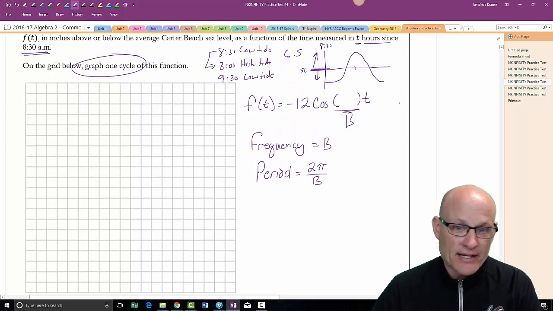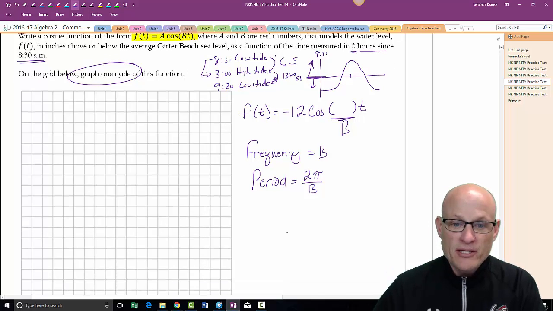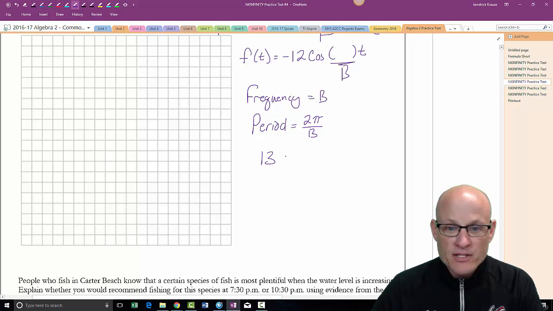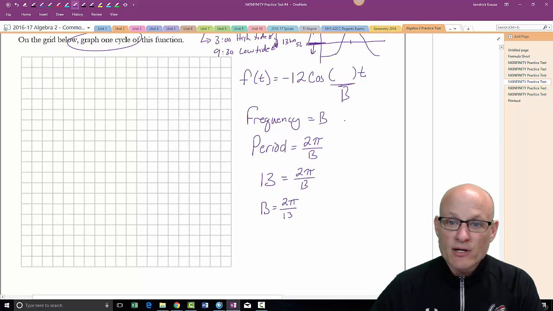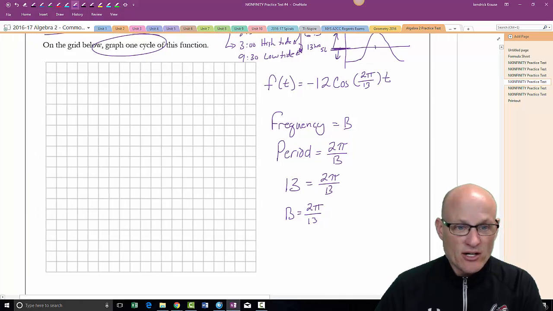Now, go back to what's going on here, kids. It's going to take 6 hours to get to high tide. It's going to take 6.5 hours to get to low tide. So this total time from beginning to end is 13 hours. So my period is going to be 13, is equal to 2 pi over b. Now, if I cross multiply and move, I get b is equal to 2 pi over 13. And I can put that right in here: 2 pi over 13.